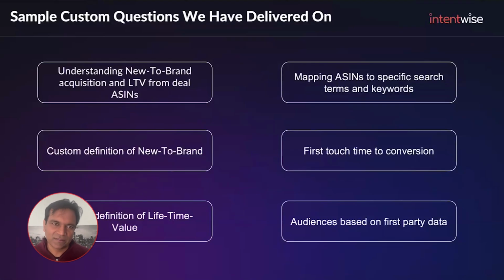Understanding both new to brand acquisition and lifetime value from deal ASINs. That deal ASIN could be at a Prime Day, Black Friday, Cyber Monday, it doesn't matter. You can upload deal ASINs into AMC and then start to ask these questions. Mapping ASINs to specific search terms. If you have campaigns where you have multiple products in the same campaign or ad group, you have no way of tying ASINs to specific search terms in your ad data. But AMC allows us to actually understand that very well.